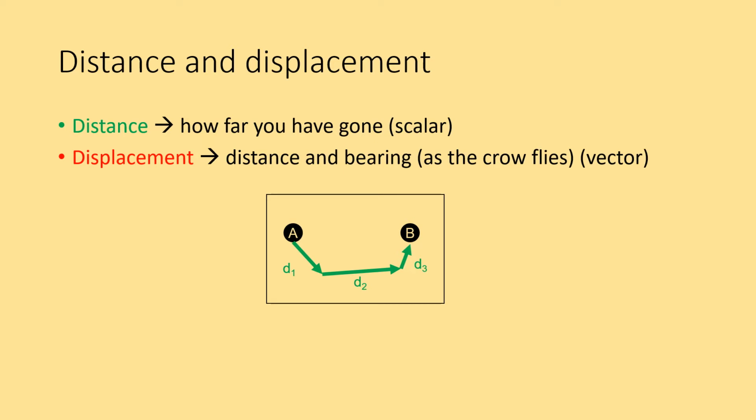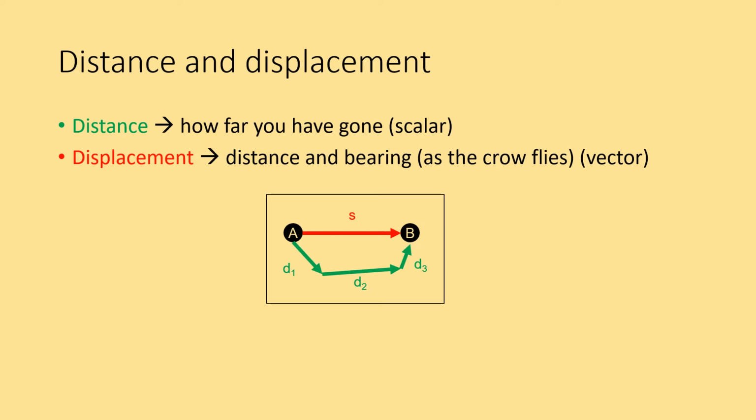Now, what have I actually done? Where have I moved to? The total distance I have travelled is D1 plus D2 plus D3. That is my total distance. But that's not really how far I've gone. That is how far I have gone, but it's not where I have actually travelled to. If I look at the distance between A and B, I'm actually now in a straight line. That's how far I've actually moved. I've moved from point A to point B. The shortest distance between those 2 points is a straight line.